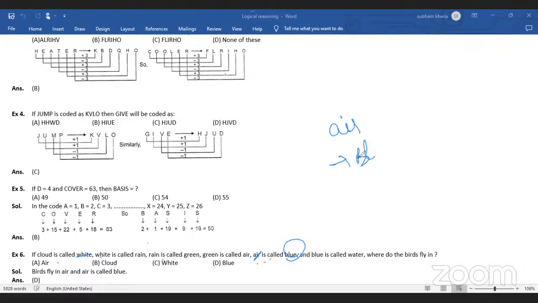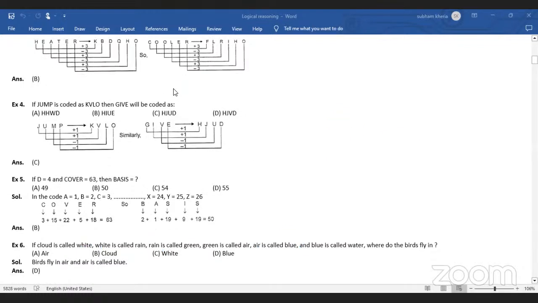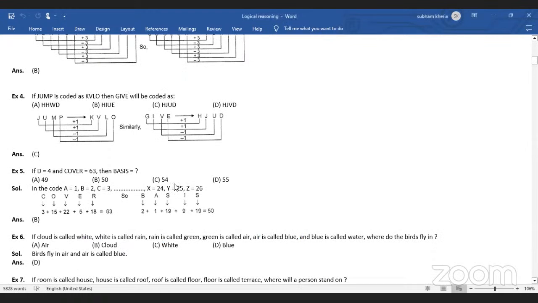So what is your answer? Blue is your answer. Green is called air, so green will not be your answer. What is air called? Air is called blue. So blue will be your answer. Got it? Easy. It's nothing. Look, I told you. Now tell me this one.